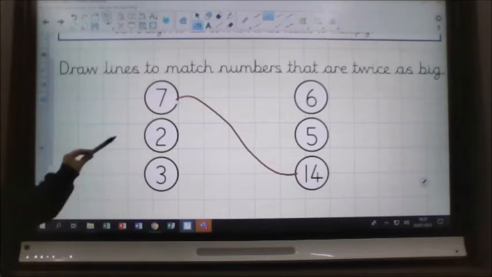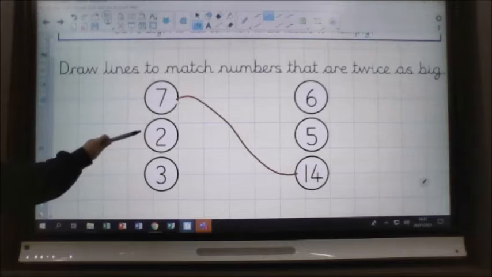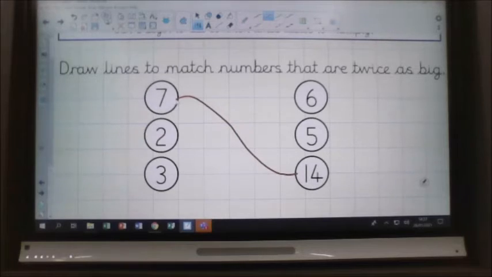So moving on to my next number, I've got the number 2. So the multiplication that I need to do in my head is 2 times 2. So 1 times 2 is 2. 2 times 2 is 4.